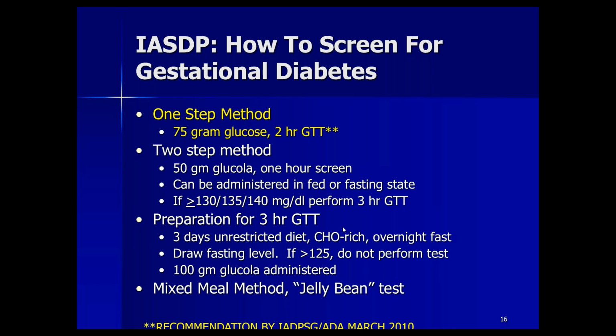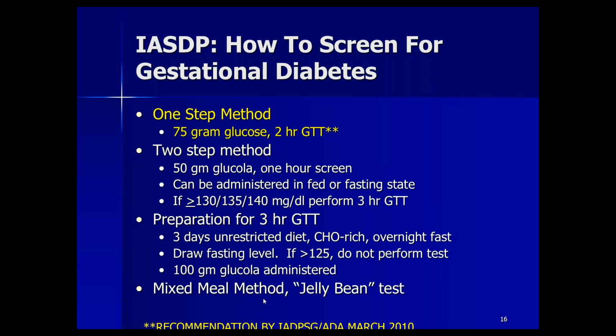If you're going to be doing the two-step method, one of the things that you should be doing is a 3-day unrestricted diet, carbohydrate rich, overnight fast, and then you get the fasting level. If the fasting is over 125 milligrams per deciliter, not a good idea to perform a 3-hour 100-gram glucola administration. At that point, you would say, hey, she meets the ADA criteria for overt diabetes. Let's call the doc and see if they really want us to do this. Not many labs are actually doing this before they administer the 3-hour test.